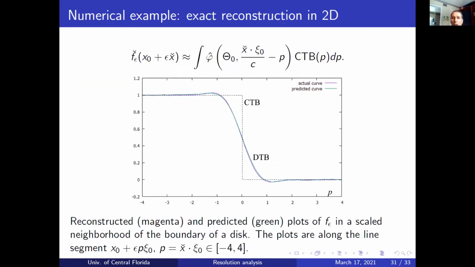To illustrate by a simple example, this is in 2D. The phantom was just a disk, and I took a point on the boundary of the disk. This is the ideal profile. I performed exact reconstruction, and the magenta curve is the actual reconstructed curve. The predicted curve, according to the formula on top, is green. And you see the match is good.